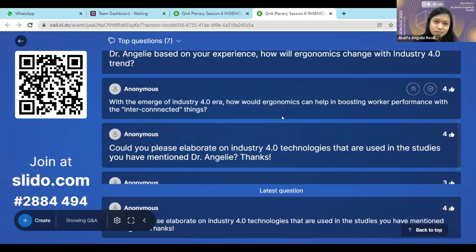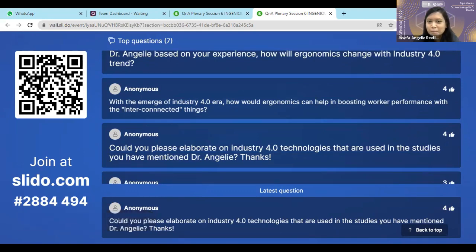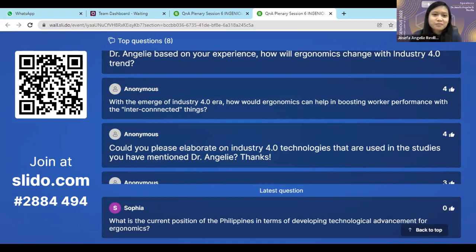Who asked this question? Interconnected things, maybe in the work of the operator itself, or integration. Yes, with the integration of things. The question is quite unclear to me, but can you clarify the question?